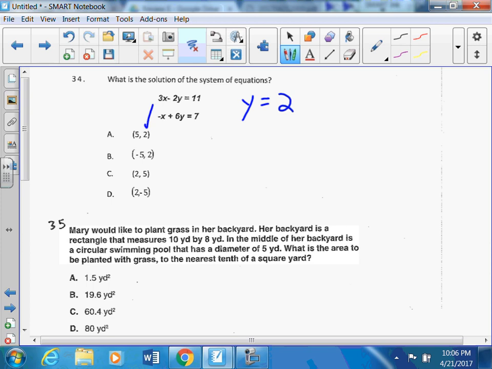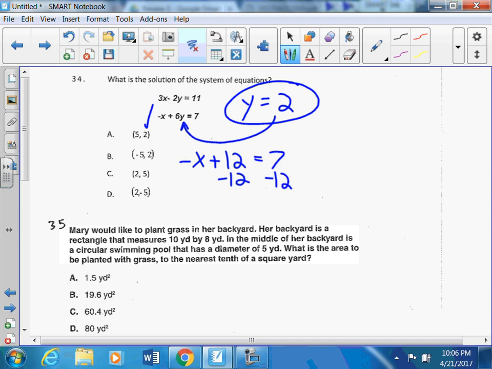And then I plug 2 in for y, and I can plug it in right here, or in the other equation, doesn't matter. If we plug it here, negative x plus 12. Now, how am I getting 12? Well, I'm plugging 2 in for y. 6 times 2 is 12, equals 7. And then I subtract 12 on each side, so negative x equals negative 5.